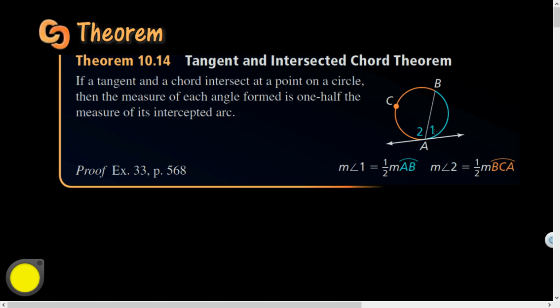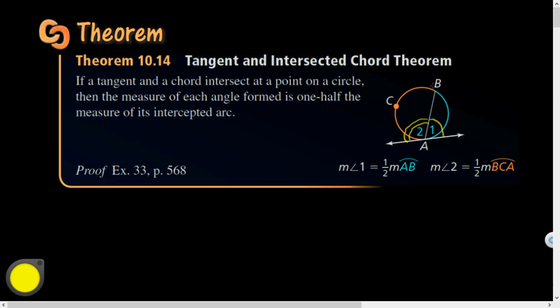So check this out. If I have a tangent line and a chord with which one of its endpoints is at that point of tangency, it forms two angles. Those angles you might think are a linear pair, and you are correct. And those two angles also intercept two arcs, a minor arc and a major arc, that add up to 360.